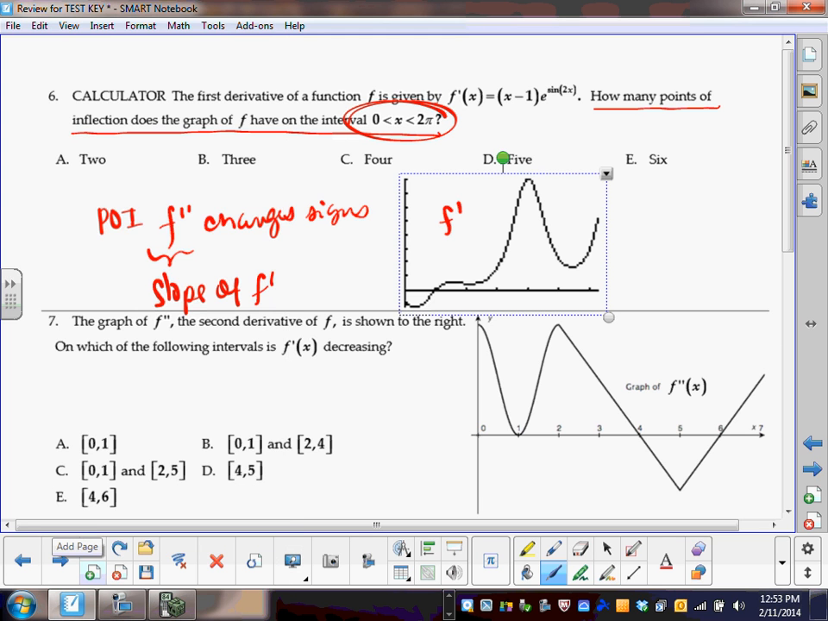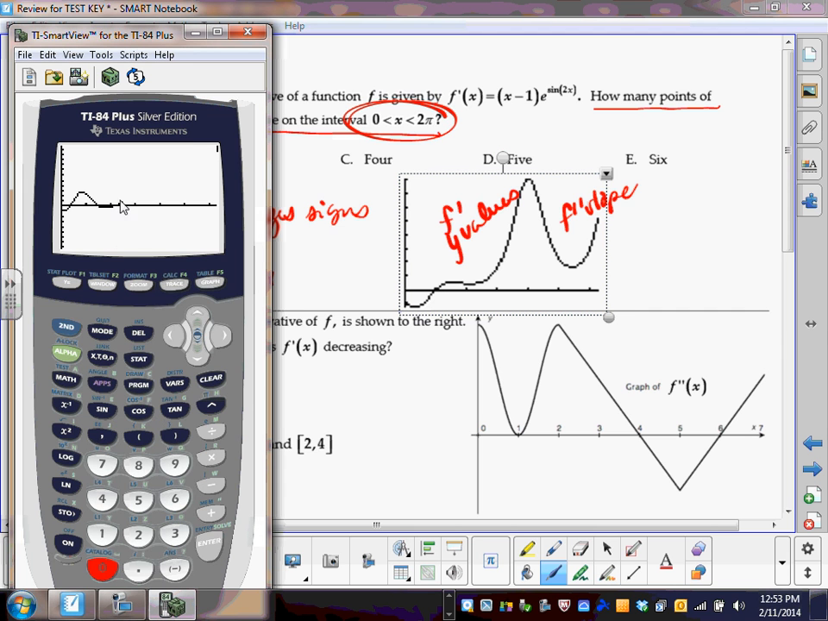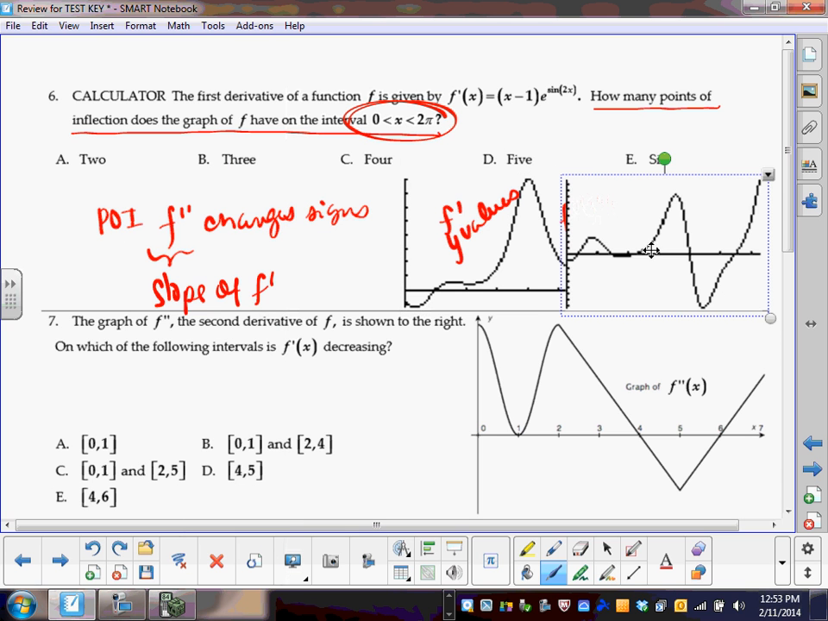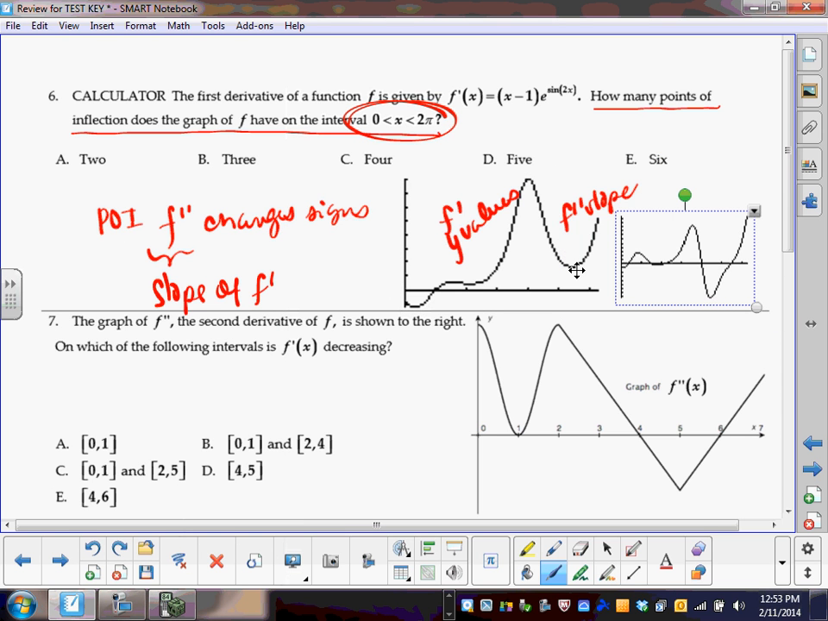So for this one, we have f prime are the y values. So f double prime would be the slope. But we could also graph the derivative, f double prime, to see the f double prime graph. It's a little slower though. So here, f double prime are the y values, to see where f double prime changes signs.